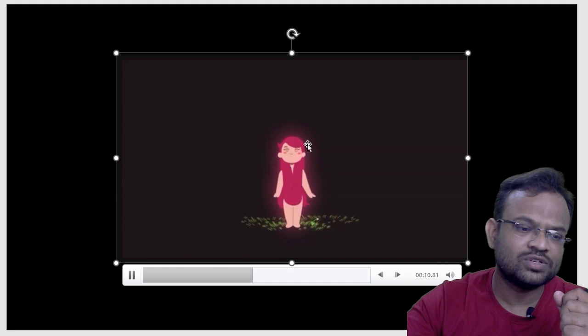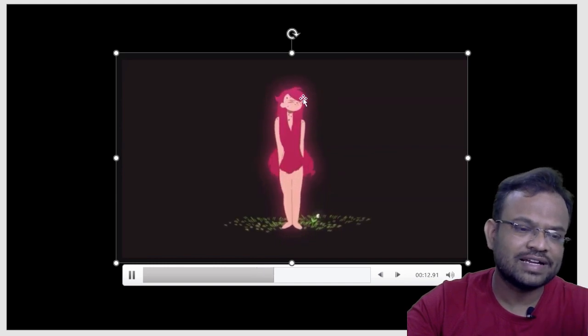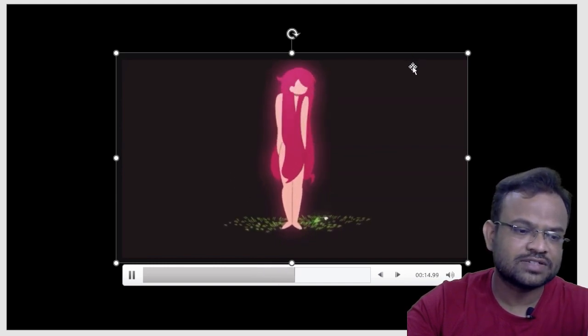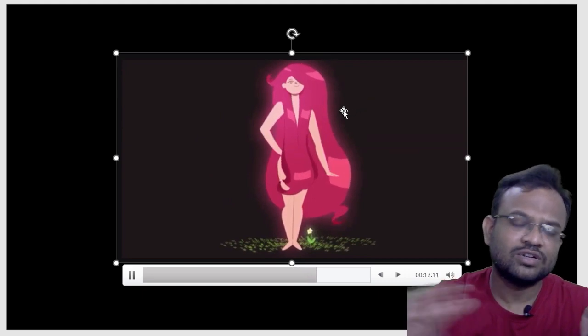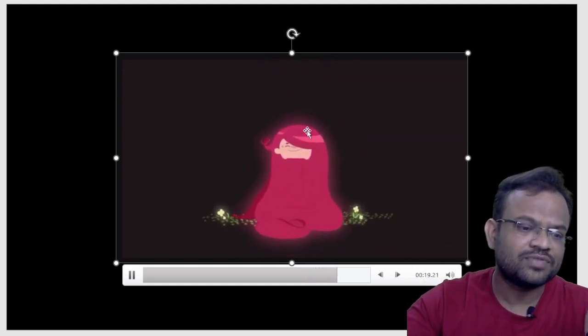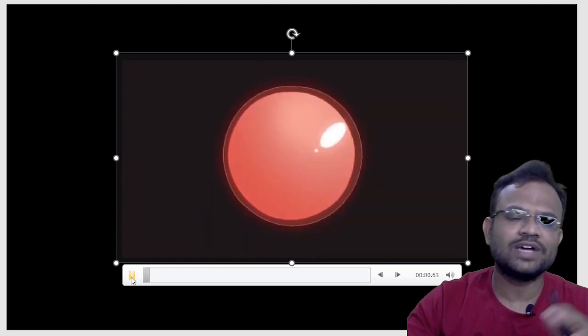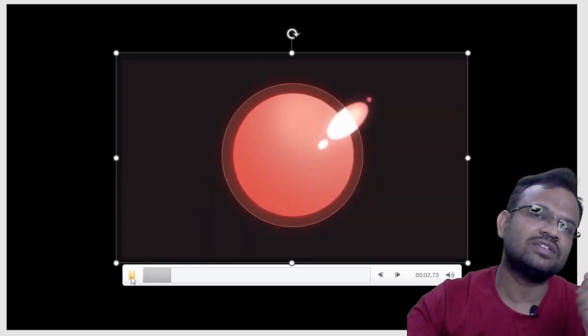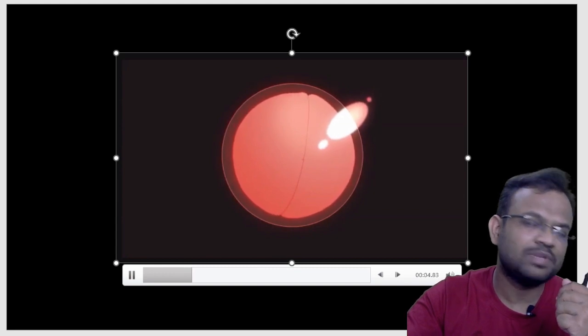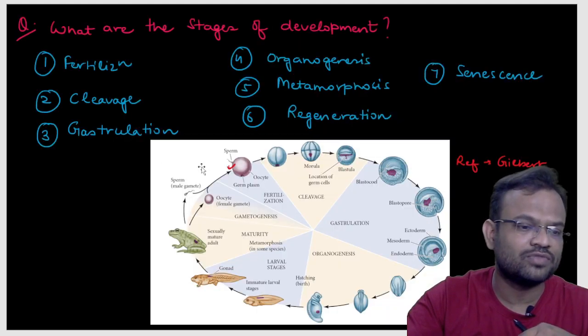Now this grows into a child, then an adult, and growth continues to take place. Finally, the growth is continuously taking place. After some time, this will become old, and finally death will take place. So that is why I am saying that the development over here is continuous. I believe this would have been clear with the help of the GIF.